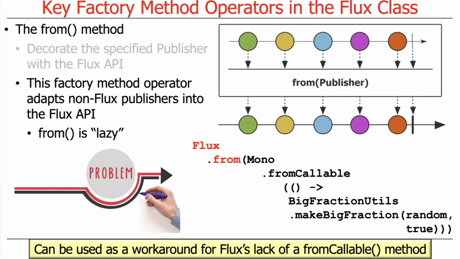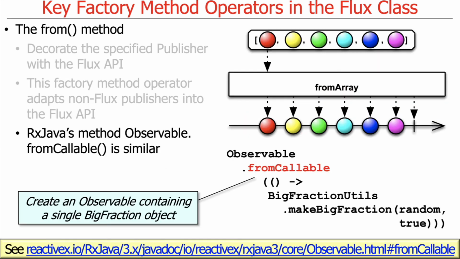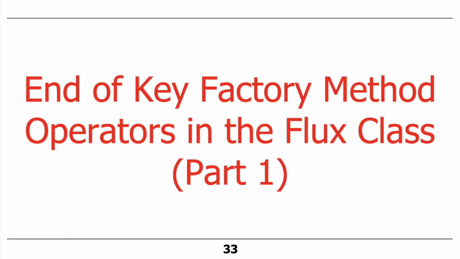This idiom I'm showing you here makes up for Flux's lack of a fromCallable method. RxJava's observable has a fromCallable method that is lazy. For some strange reason, there's no fromCallable method that exists directly with Project Reactor's Flux, so here's a way to get the same effect. It's a bit more verbose, but it works. And you can see RxJava's fromCallable is very similar to from, except it works on callables as opposed to publishers, but it's basically the same kind of idea.